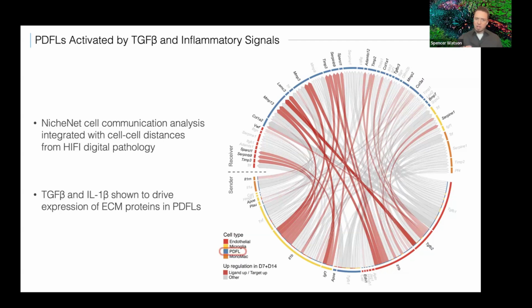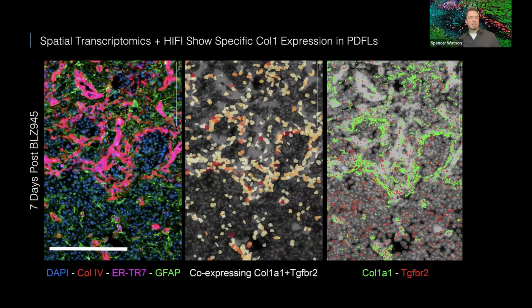So focusing on the PDFL cells, that's the blue receiver cells on the top of the chart, we can see that a range of different cell types are expressing different neuroinflammation genes like IL-1B and also TGF-beta 1 and 2. And this is driving the specific expression of some of these ECM proteins that we saw in the fibrosis gene signature. And to validate this, we went to our combined spatial transcriptomic and proteomic data set.